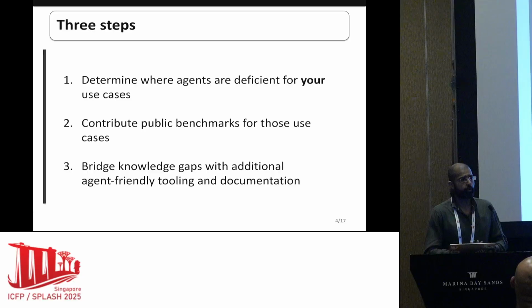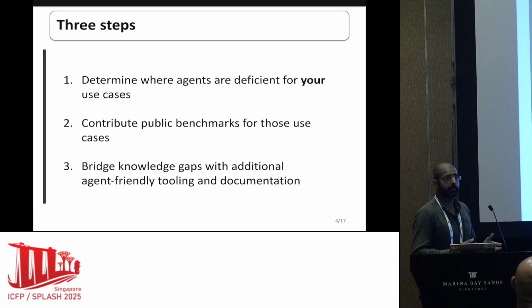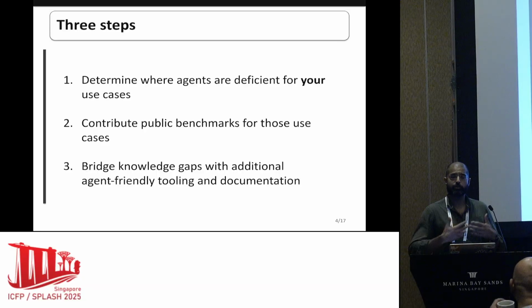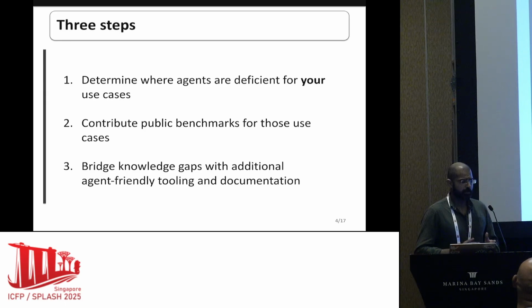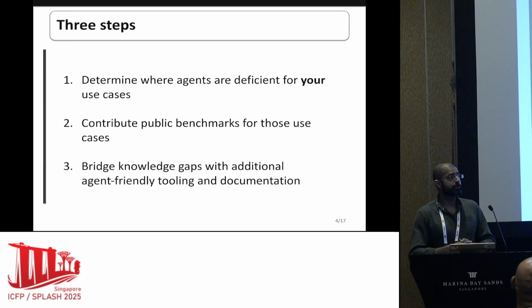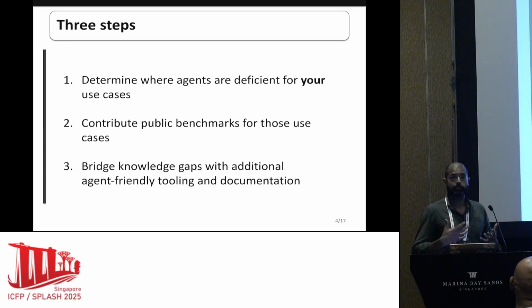And in this talk, I'm going to go through 3 steps that we can use in order to try and narrow that gap. Step 1: we should determine where agents are deficient for our own use cases. Step 2: we should then contribute to public benchmarks with those use cases we care about. And step 3: as a community, we should work together to build agent-friendly documentation and tools. And for each of these steps, I'll give you an example of what they might look like.